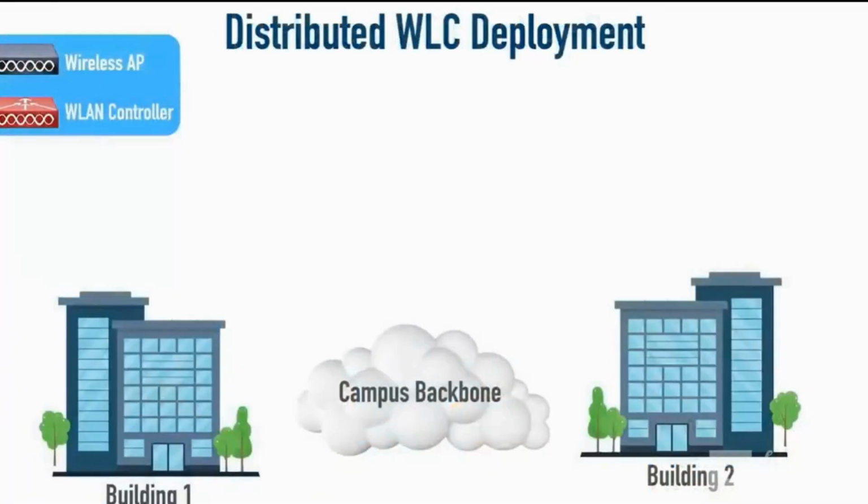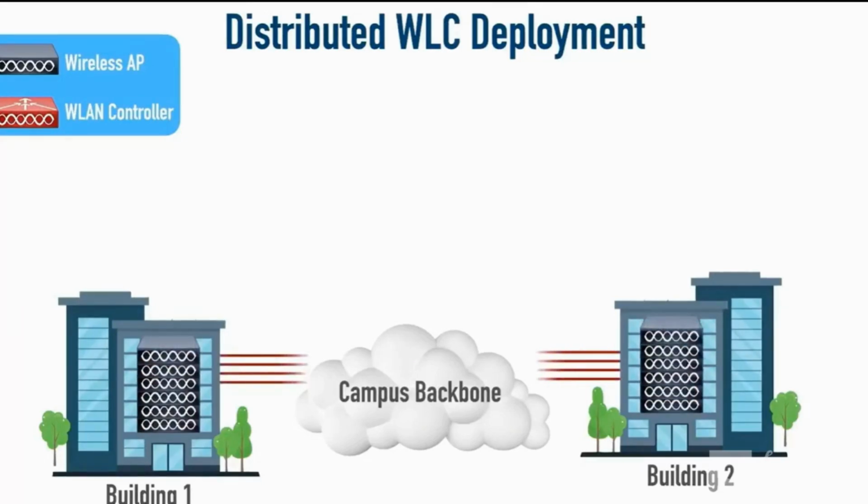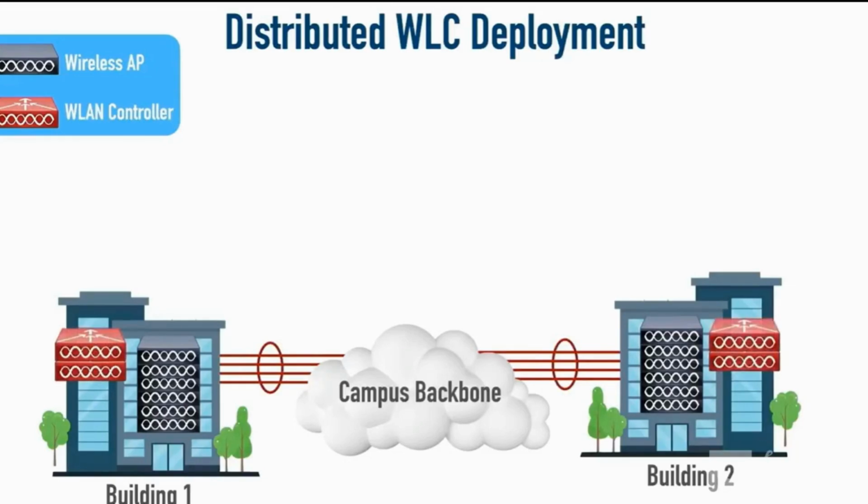One is to have a distributed wireless LAN controller deployment. That's where we might have access points in our different buildings on campus, and the wireless LAN controller or controllers controlling those access points would be local to those access points, maybe in the same building. That's an example of a distributed wireless LAN controller deployment.